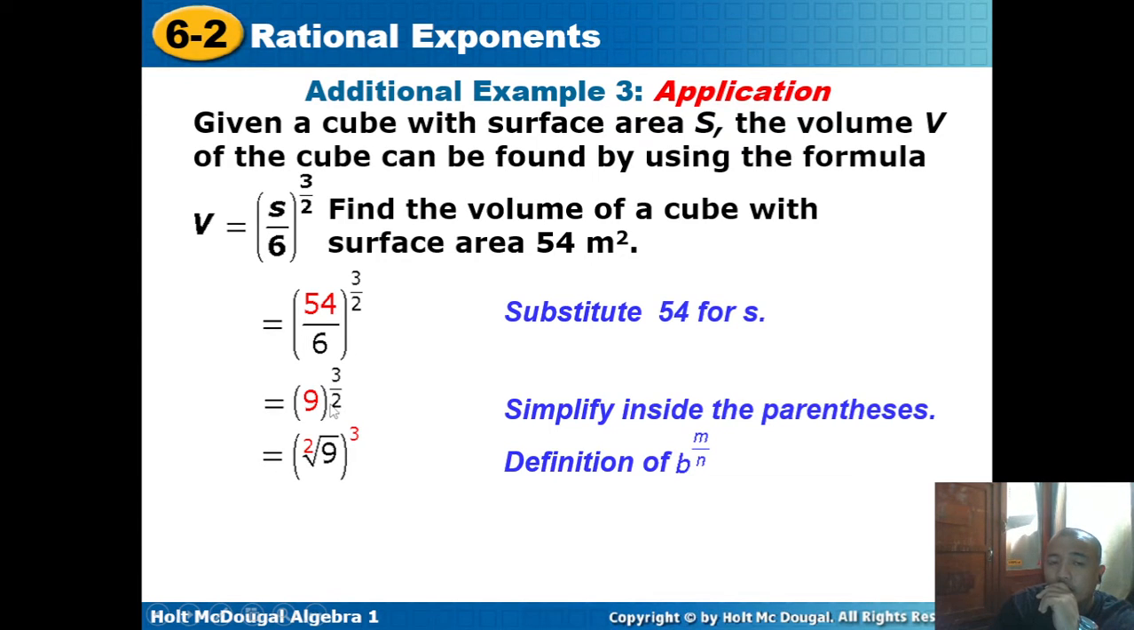Okay, always, the denominator in a fractional exponent is the index, then 3 is the exponent. So square root of 9, and usually we do not write the 2. Index 2 means square root, and we do not write it anymore. But just for emphasis, we write the number 2 as the index. Okay, what is the square root of 9? That's 3, cubed. So 3 cubed is equal to 27. Is the volume of the cube when the surface area is 54 square meters. So the volume is 27 cubic meters.